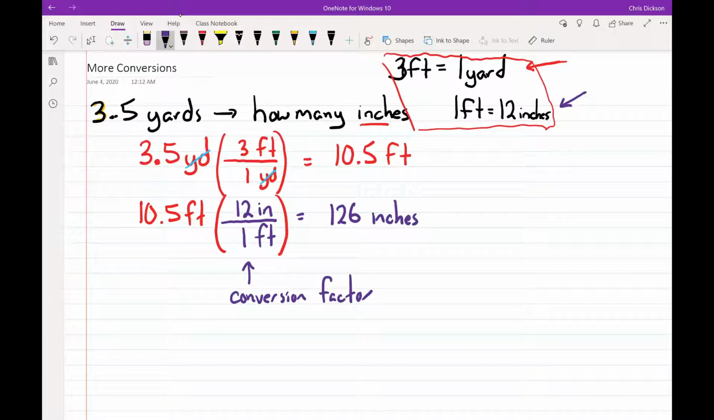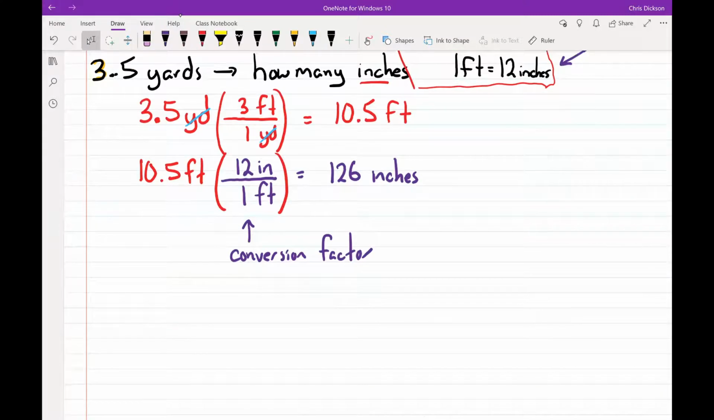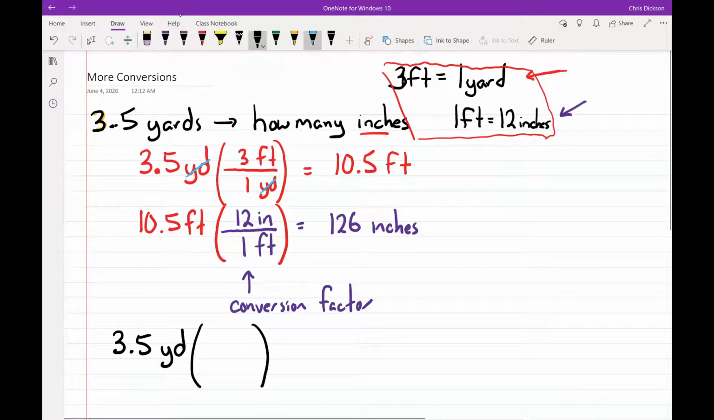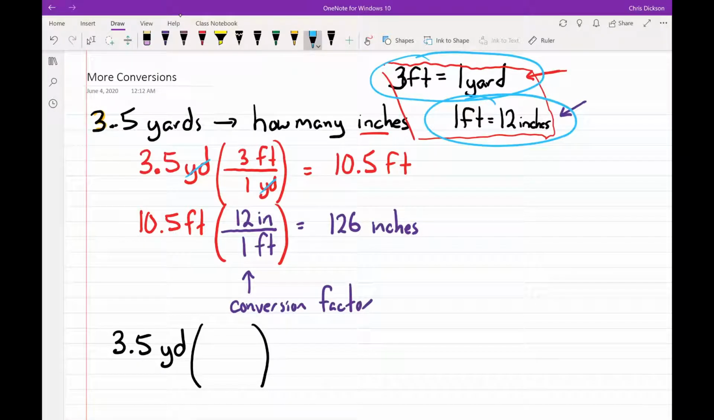So I wanted to show this in just a single step here, just how to do this in one big step. And you can have multiple conversion factors. And I'll do another question that relates to this. So let's say we started with our beginning part, 3.5 yards. And I notice, going back up here again, I have two statements given to me about feet, yards, and inches. And what I'm going to have to do is, first of all, get the yards out. I've got to get rid of them.